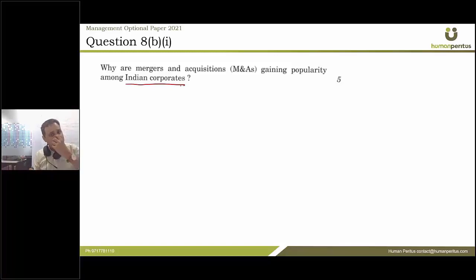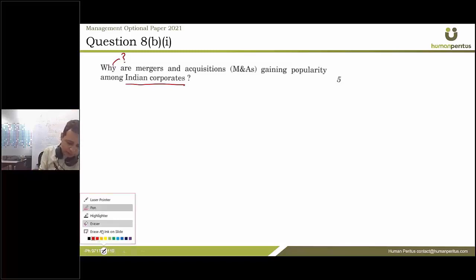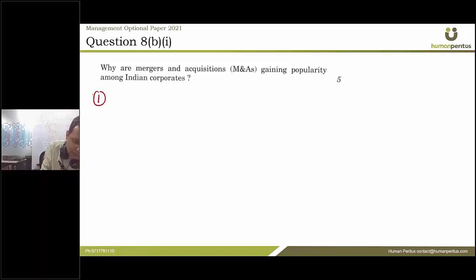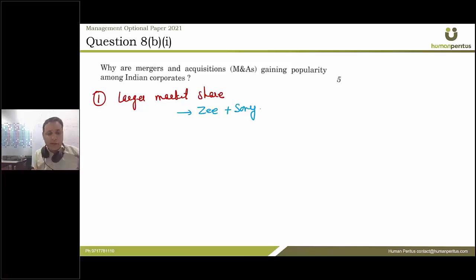So what has the examiner asked? Why this is happening, that mergers and acquisitions are gaining popularity in Indian corporates. We'll give those reasons, and along with that we will write our example one by one. So let us start with the first reason. The first reason is that these mergers and acquisitions are happening for the reason of obtaining larger market share. One example of this can be, recently there has been a merger between Zee and Sony, and it has created one of the very large media companies. A couple of years back it was Vodafone plus Idea.